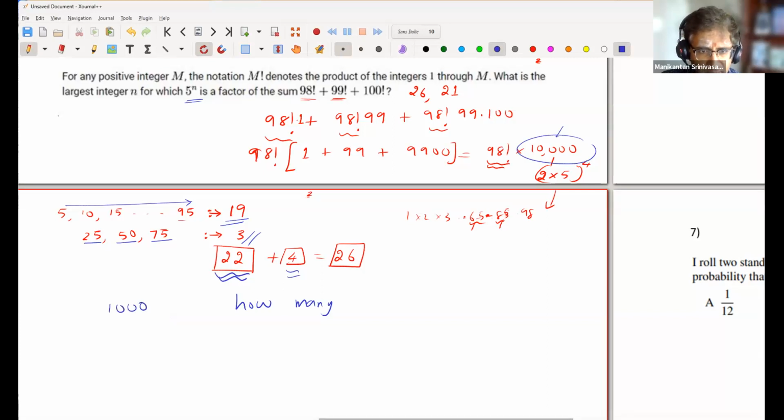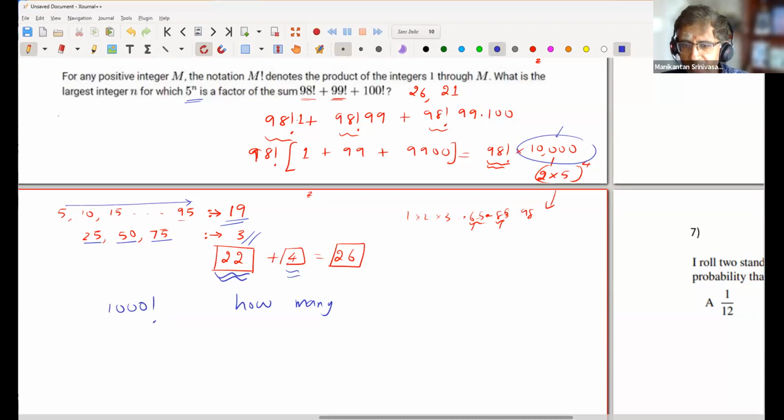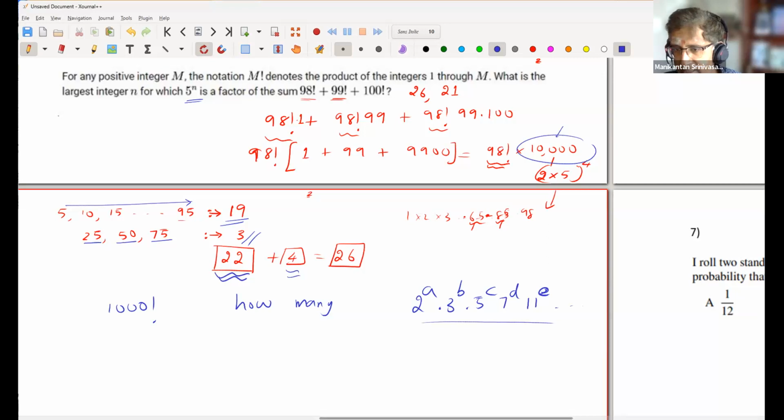1000 factorial. Okay. 1000 factorial, when I factorize, it will be 2 power A into 3 power B into 5 power C into 7 power D into 11 power E and so on. Correct? Do you guys agree? All of these are prime numbers. When I do the prime factorization of a number, I can split each of those, right? 1000 factorial will have a product of 1000 numbers. Each of those numbers could be split into prime factors. And then finally, I combine all the 2s, all the 3s, all the 5s, and write a big prime factorization like this.